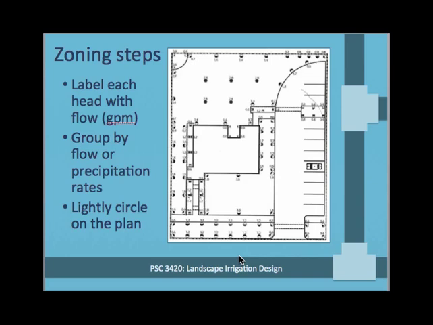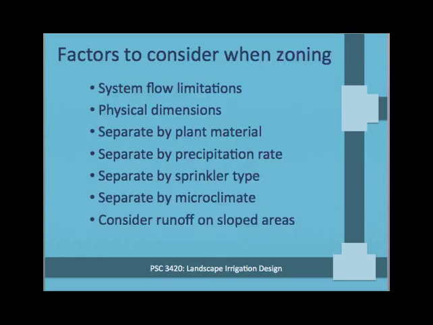So this is an iterative process. So you would have been looking at your sprinkler options and considering flow and that sort of thing as you went through the process of laying out the heads. So at this point in the process, what you see here are all of the heads laid out, and they're labeled with flow. The next thing that you're going to do is group the sprinklers by their flow or by their precipitation rates. And then finally you can kind of circle them on the plan so you have a rough idea of where your zones are, which will be important because that's going to be part of the way that you determine where you place valves.